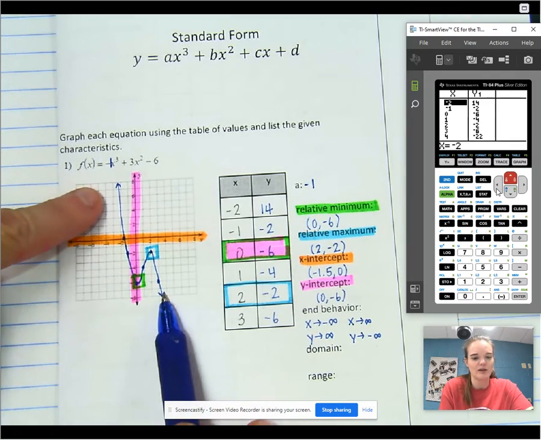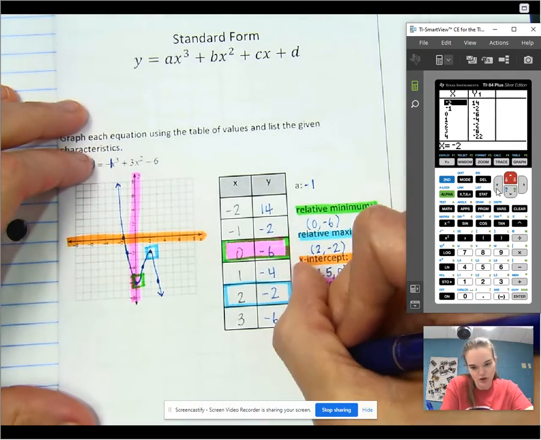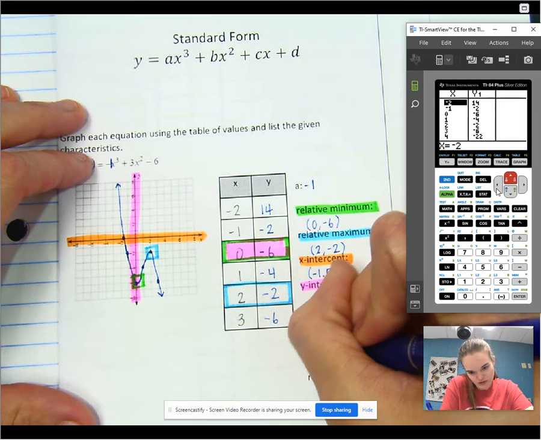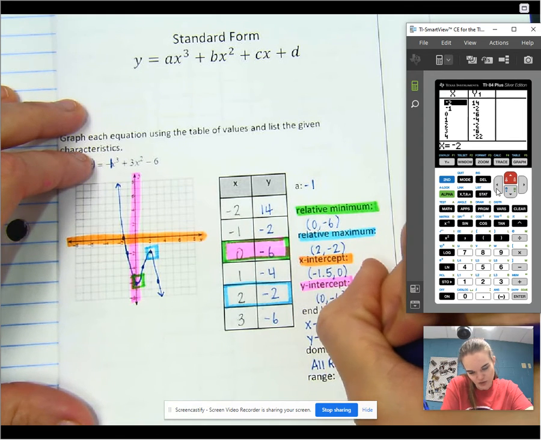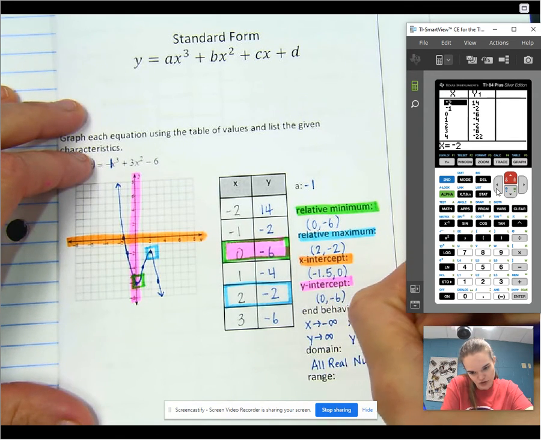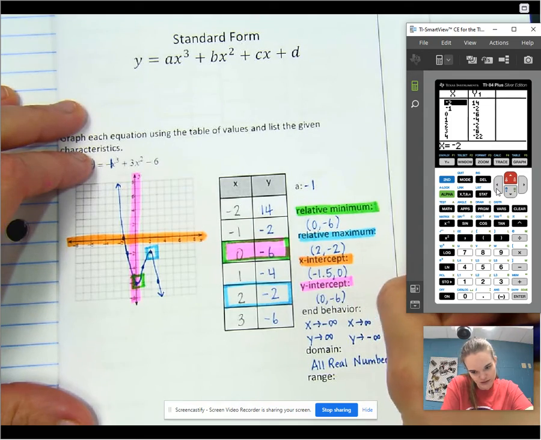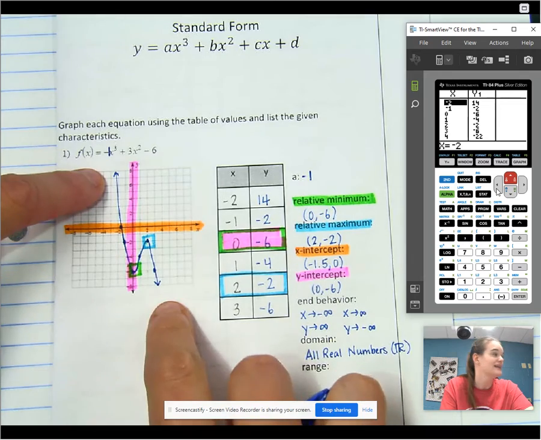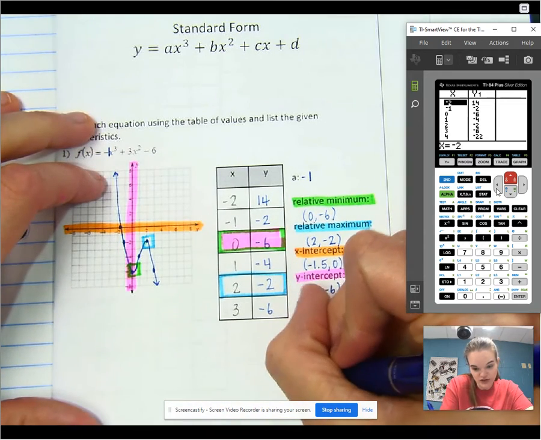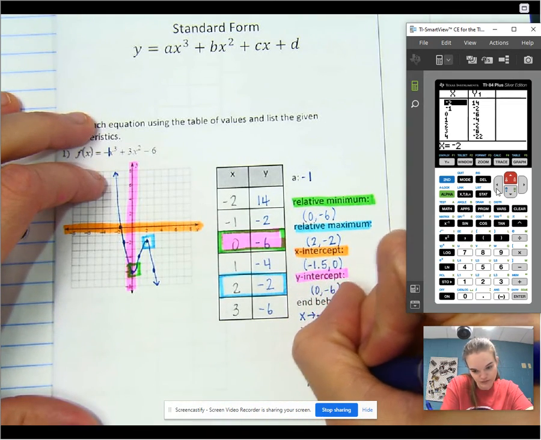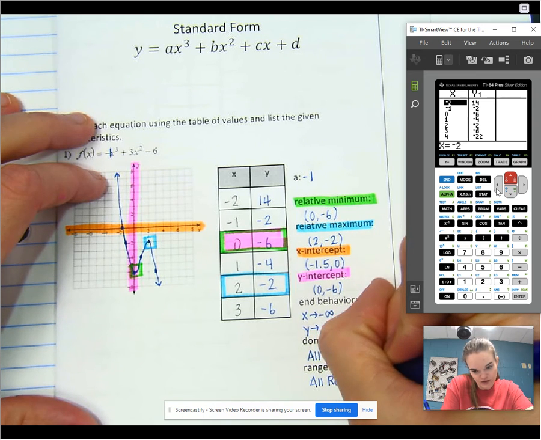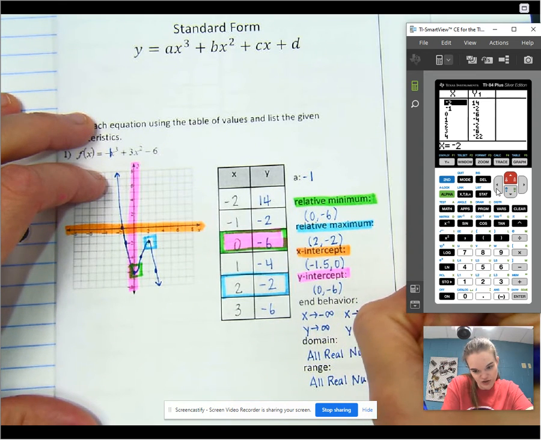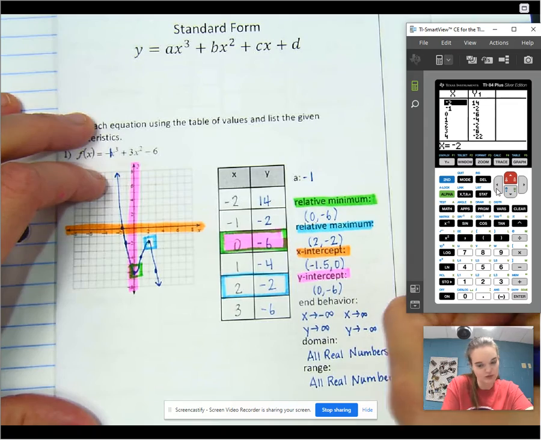Domain. This is going both left and right, so it is all real numbers. You can either write ℝ or you can make the symbol. I'll show you the symbol again. Range. It is going up and down. So range is also all real numbers. For every cubic function, the domain and range is all real numbers.